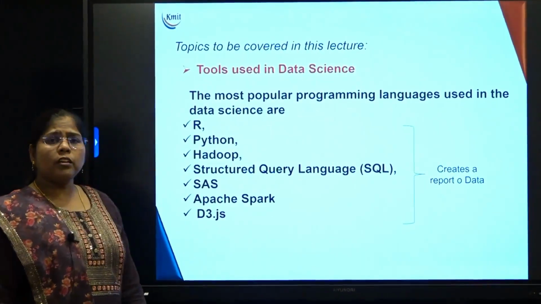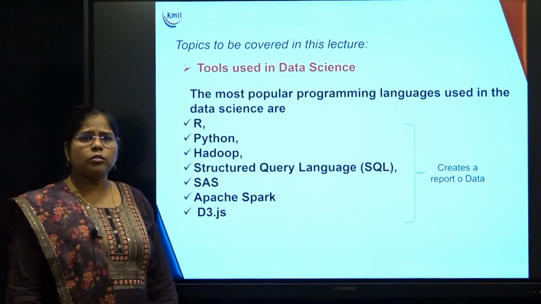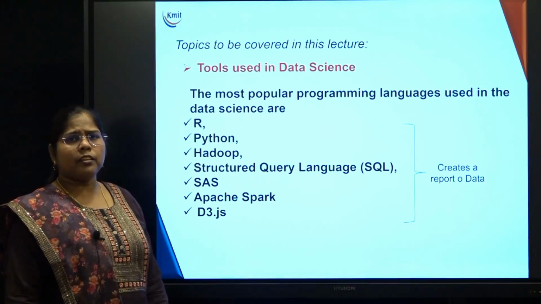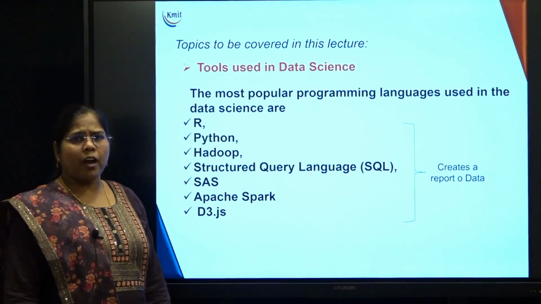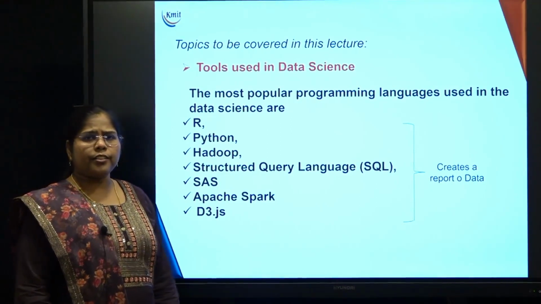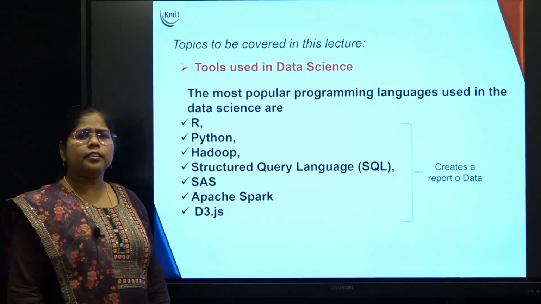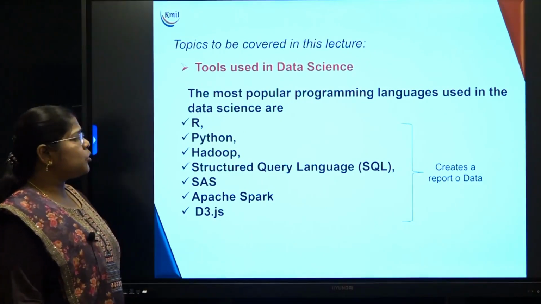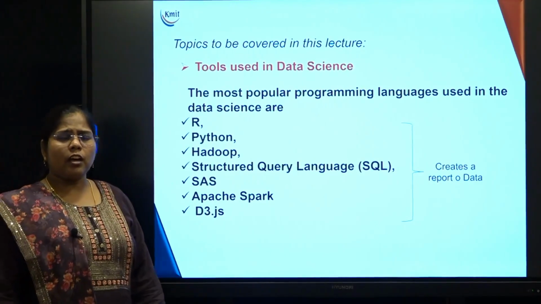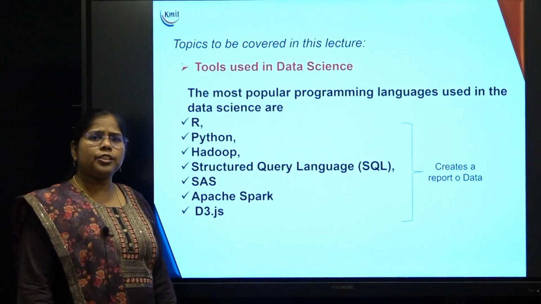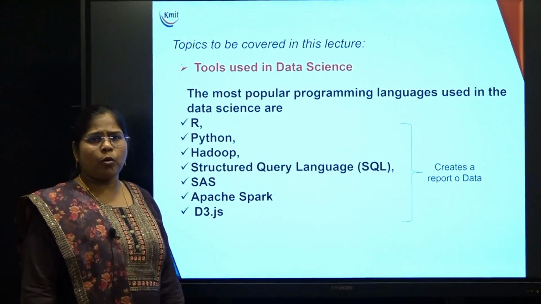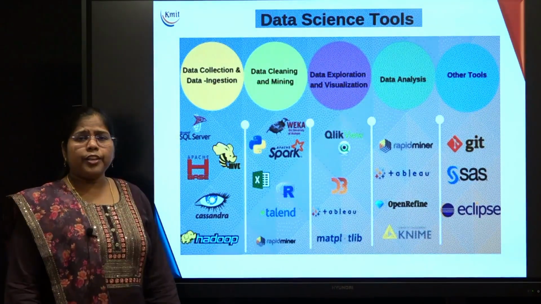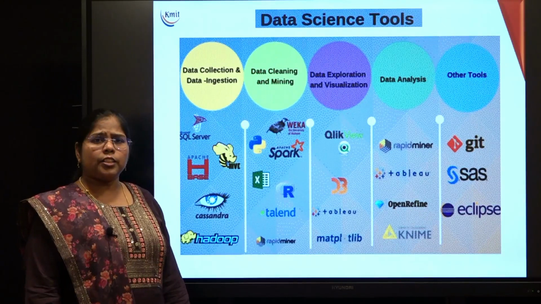The most popular programming languages or tools used in data science are R, Python, Hadoop, Apache Spark, D3JS, SAS and SQL. All these are used to create a report on the data such that we can take a decision or find an optimal solution for a problem identification. If you see the different stages, we will use the data science tools.